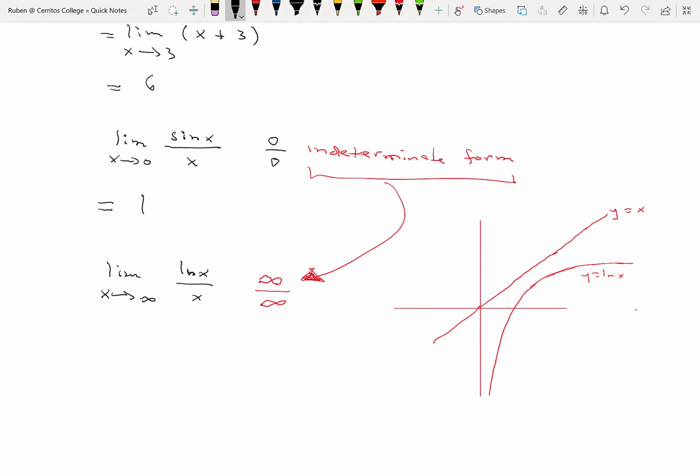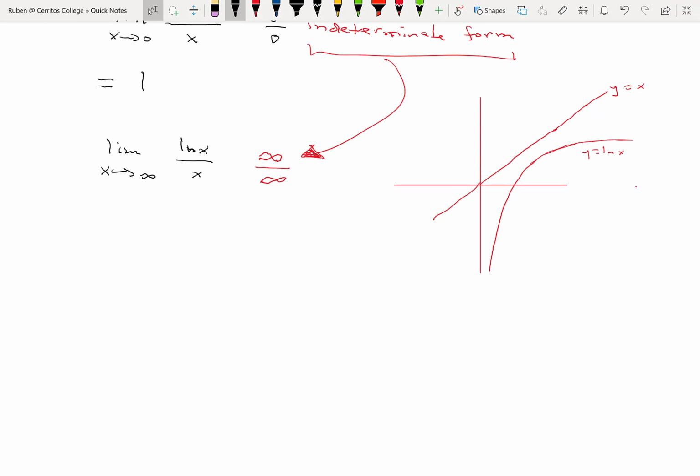What do you expect this limit to be? Think about it. The denominator gets huge much faster than the numerator. So this should go to 0. We don't have to rely on our intuition for that. We're going to prove that in a few minutes.